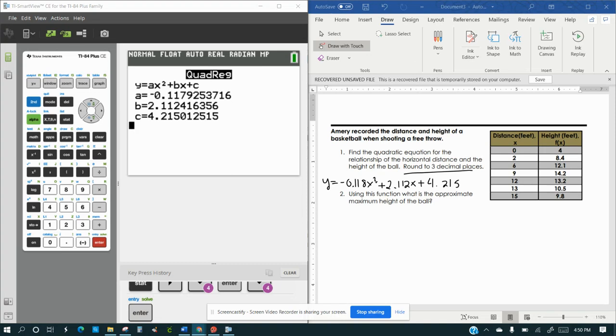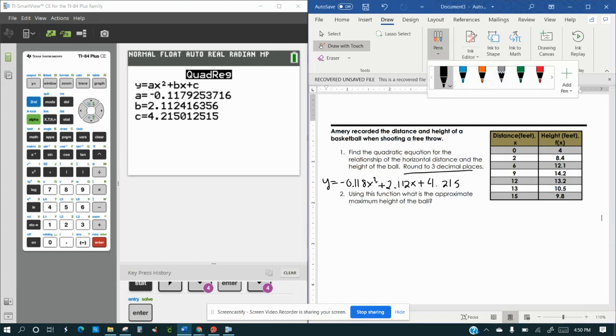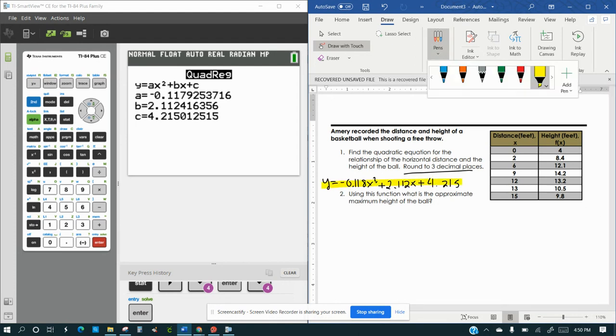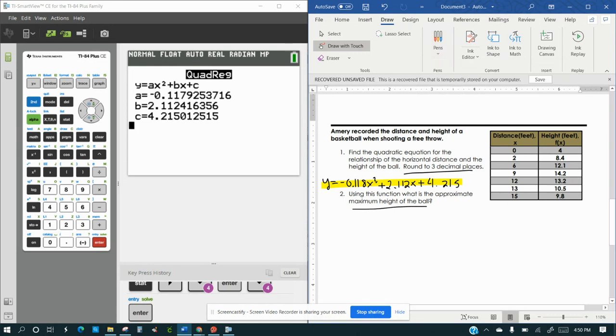In a previous video, we found the regression that modeled this equation, and that is shown here. So now let's talk about the next part of this. Using that regression equation, using this function, what is the approximate maximum height of the ball?